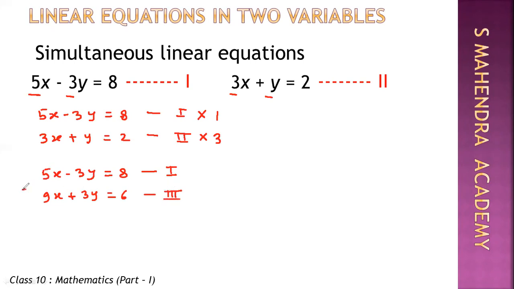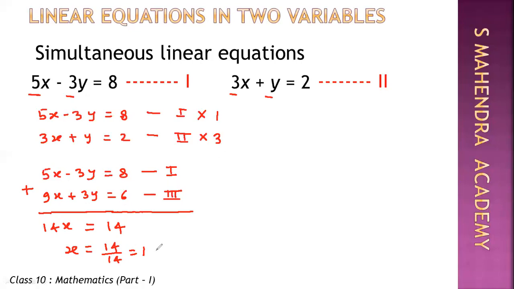Now we will add both these two equations. The result of addition will be 9x plus 5x, 14x. The result of minus 3y and plus 3y will be 0, and 8 plus 6 is equal to 14. Now the value of x will become 14 divided by 14, that is 1. So we got the solution x is equal to 1.